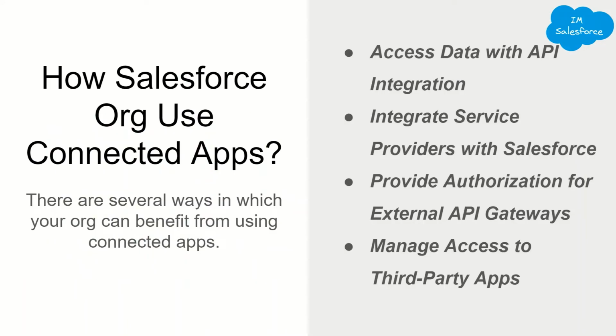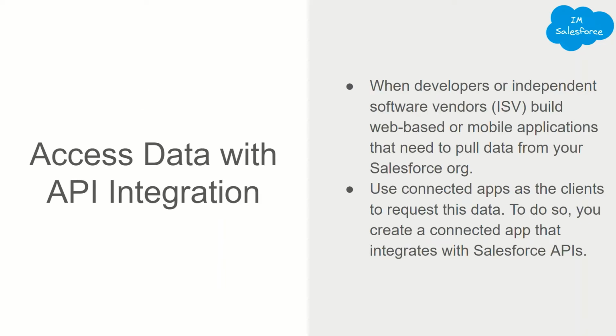Now, how does a Salesforce org use connected apps? There are several ways in which your org can benefit from using connected apps: access data with API integration, integrate service providers with Salesforce, provide authorization for external API gateways, and manage access to third-party apps. Access data with API integration: when developers or independent software vendors, that is ISVs, build web-based or mobile applications that need to pull data from a Salesforce org, we use the connected app as the client to request this data. To do so, you create a connected app that integrates with Salesforce APIs.